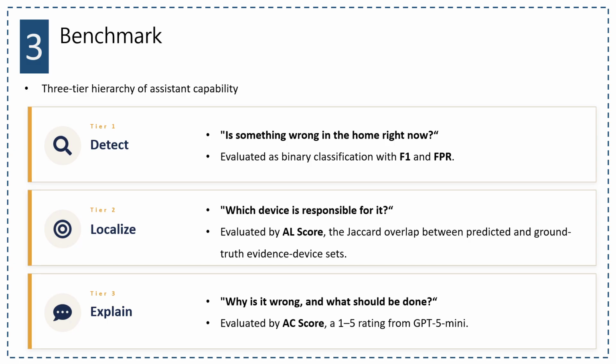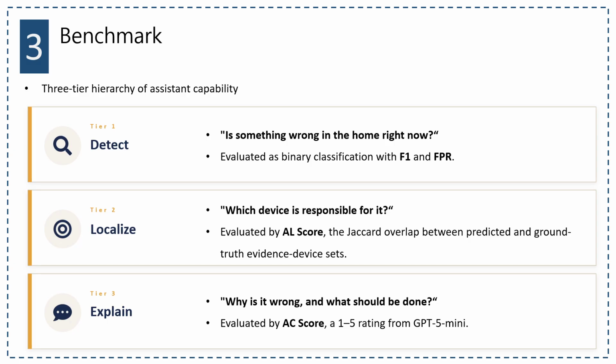SmartBench proposes a three-tier hierarchy of increasing difficulty. Tier 1 is detect. Is something wrong in the home right now? Measured by F1 and false positive rate. Tier 2 is localize. Which device is responsible? Measured by the AL score, the Jaccard overlap between predicted and ground truth evidence device sets.